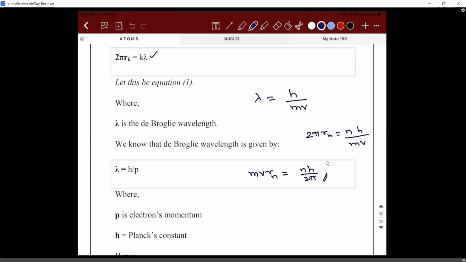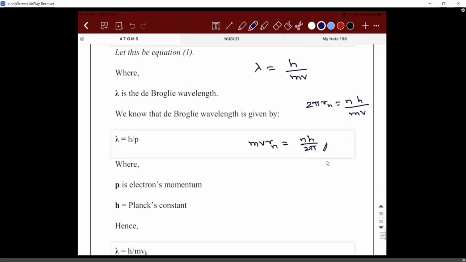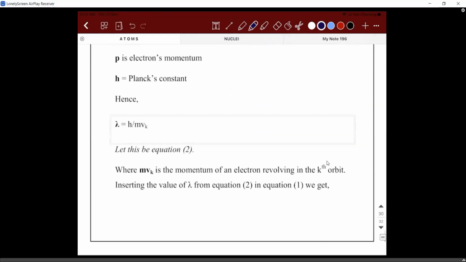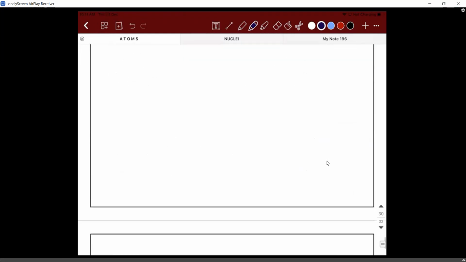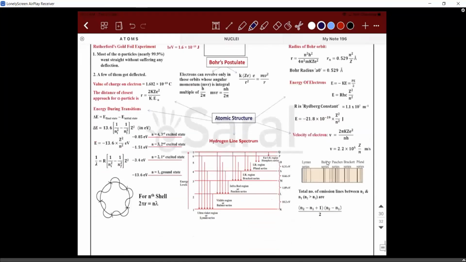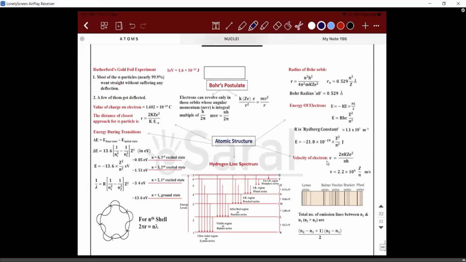It's clear, right? So that's it with this chapter. We are done with this. Any doubt?